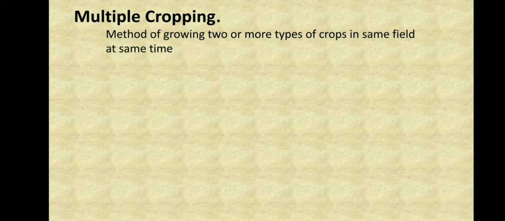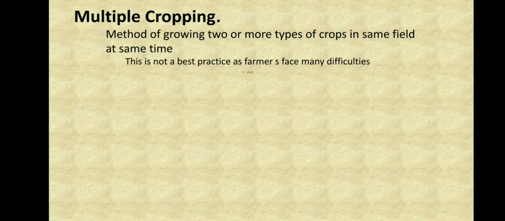So in crop rotation, a crop is grown after the previous crop has been harvested. In this, they grow 2 types of crop at the same time. But when they grow these 2 types of crops at the same time, there are some disadvantages for the farmers, some problems, some difficulties which they are facing.